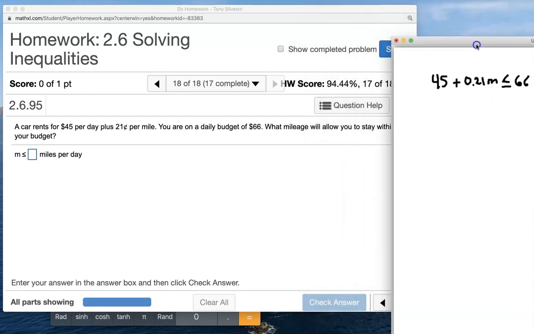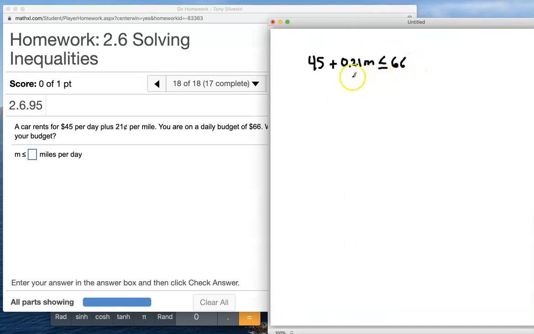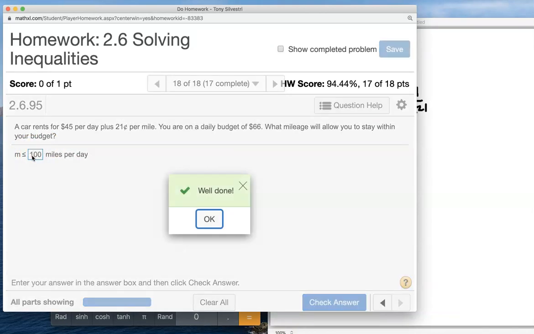What mileage will allow you to stay there? I subtract 45 from both sides, which doesn't change the direction of the arrow. Remember, only multiplying or dividing by a negative number does. So 66 minus 45 is 21, and then I divide by 0.21, a positive number, so the direction of the arrow means nothing. m is less than or equal to 21 divided by 0.21, which is 100. So there you go: 100 miles, equals, well done.